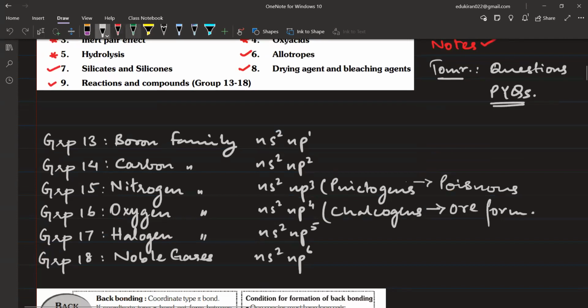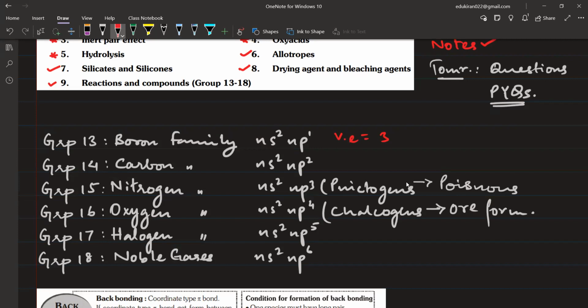Group 13 is known as the boron family, and it has the outer electronic configuration as ns2 np1. What does this mean? It means that the number of valence electrons will be equal to 3. This n is the valence shell. This n is also the valence shell. And it has 2 electrons in the s subshell and 1 in the p subshell.